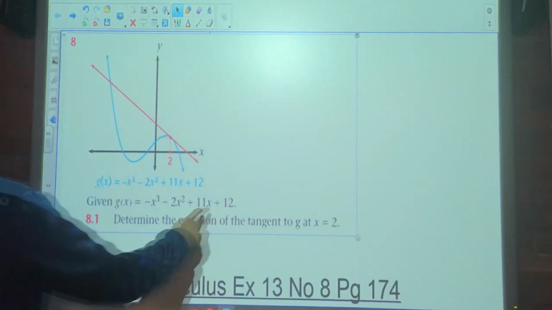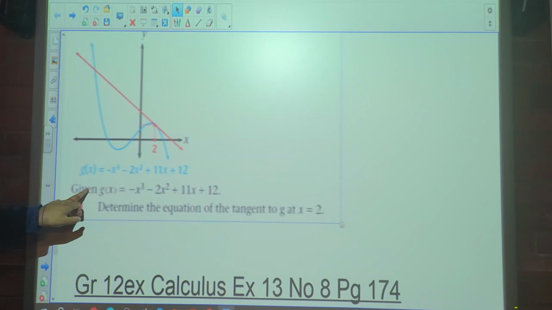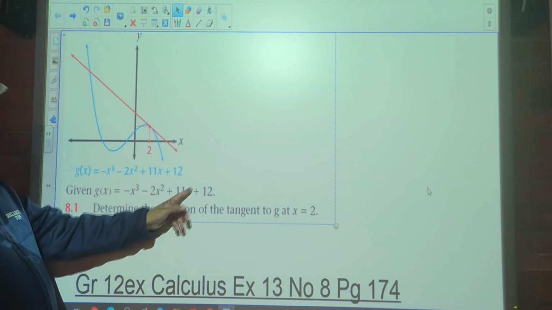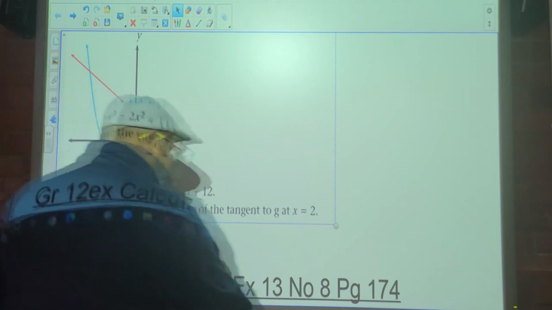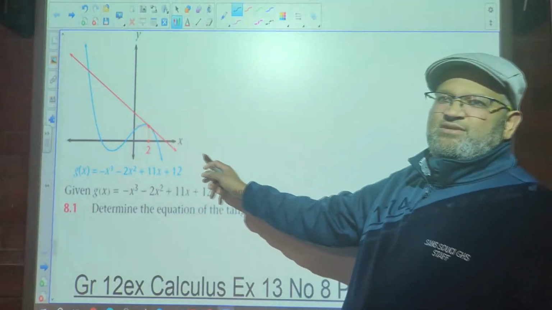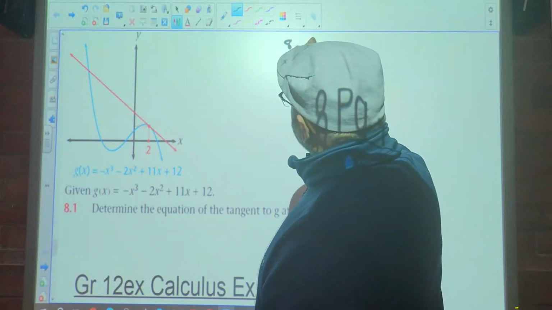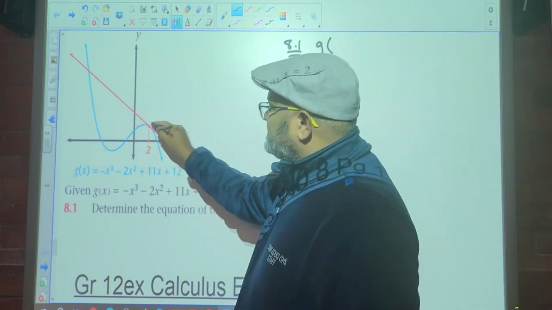Right, so here we are given g of x equal to negative x cubed minus 2x squared plus 11x plus 12. Determine the equation of the tangent at x equal to 2. As you can see, this red line is the tangent here. So at x equal to 2, what do we know? We're going to work out our corresponding y value at 2.